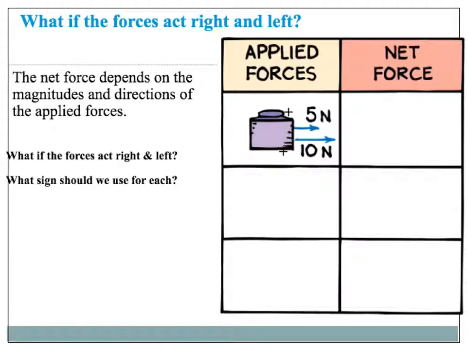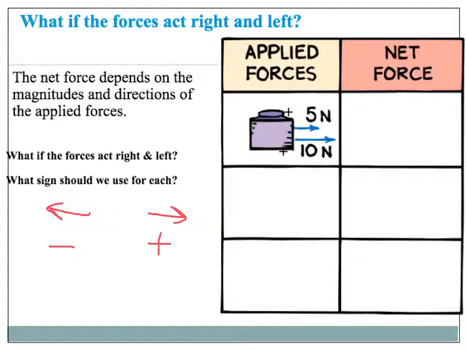What sign should we attribute for each of those? Again, you can think of graphing, and forces to the left should be given a negative sign, and forces to the right should be given a positive sign. Now we can use these to help calculate the net force.